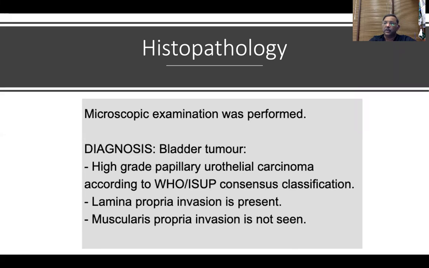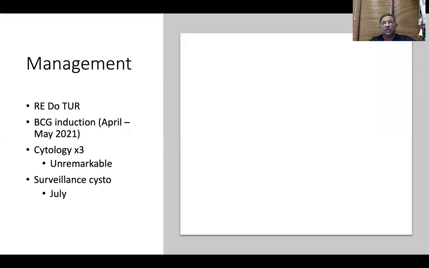He had his TURBT after a lot of risk stratification and optimization. The pathology showed a high-grade papillary urothelial carcinoma, and the lamina propria invasion was present, which means T1. Muscularis propria invasion was not seen. So it's a true T1 high-grade cancer. This patient had a re-TURBT, which showed some residual disease, which was resected. There was no upgrading of tumor to T2.